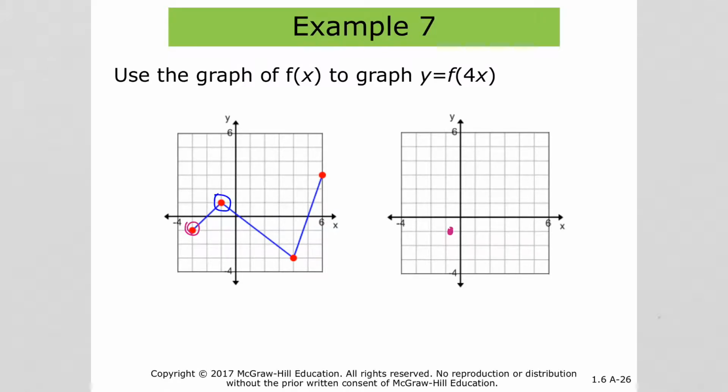Then the point here, a fourth of what it was, is right there at -1/4. This point is at where x equals 4, and so a fourth of that is right here at x equals 1. And then the last point is at 6, so that's now at 6/4, or 1.5. So right there. And then we connect the dots. And that's what the graph of f of x in this case looks like when we multiply the x by 4.